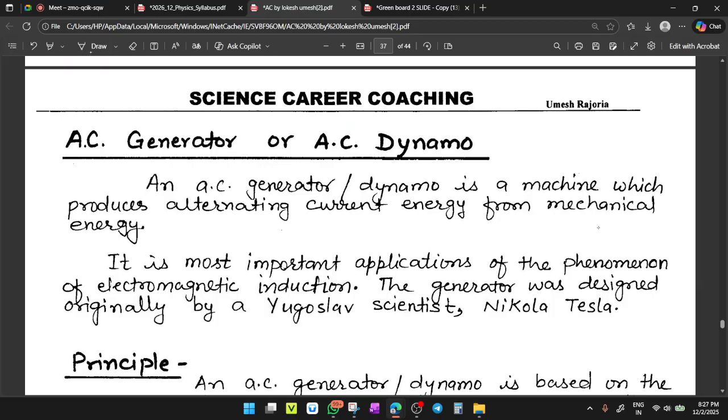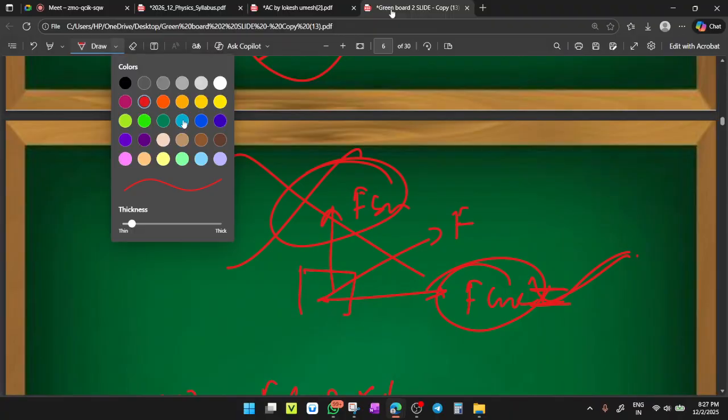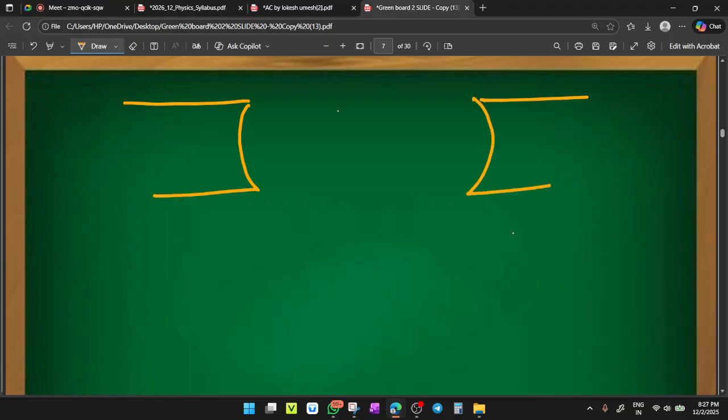Actually, in the chapter EMI, we have understood the concept of the AC generator and EMI. So let us recall the concept we understood during EMI. We have seen a coil. See here, this was the north and south pole magnet, and we have seen there is a coil.